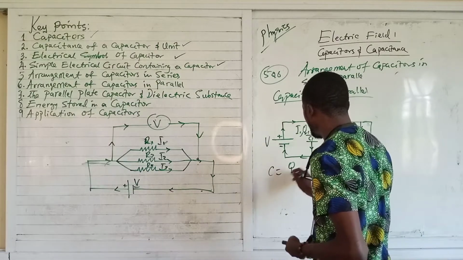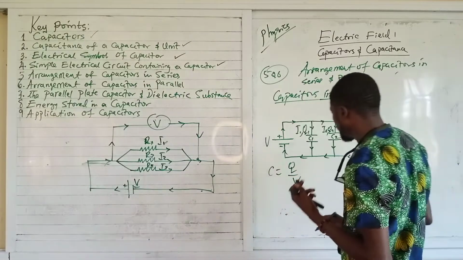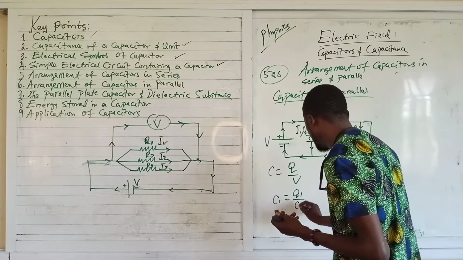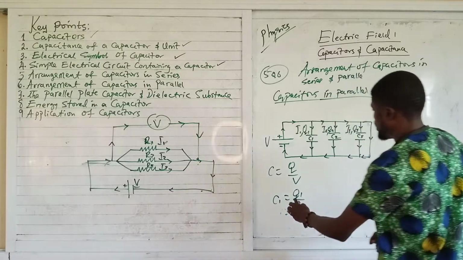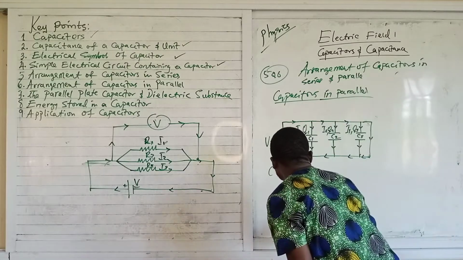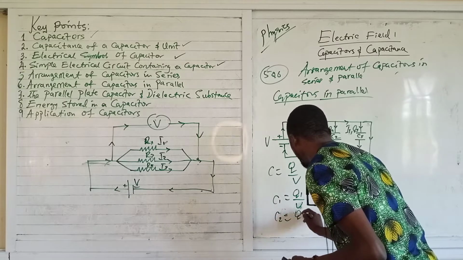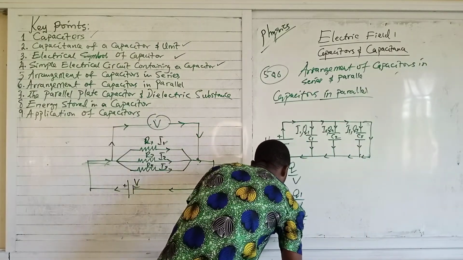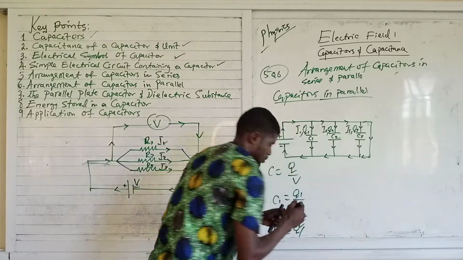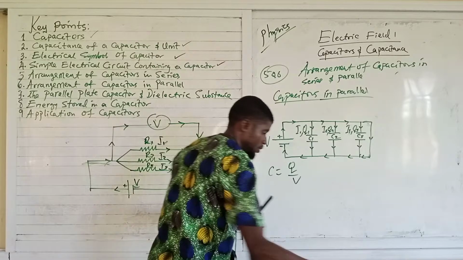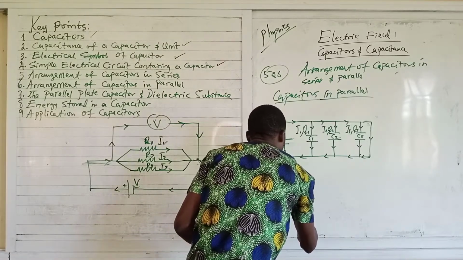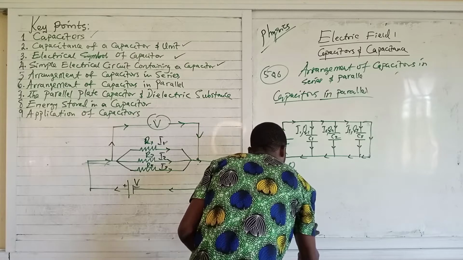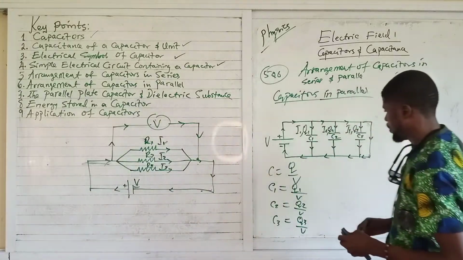So from C equals Q all over V, we write that our C1 will be equal to Q1 all over V. Our C2 will be equal to Q2 all over V. And our C3 will be equal to Q3 all over V. That is that for that.